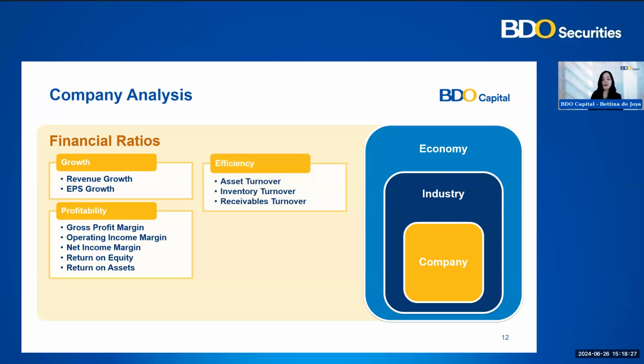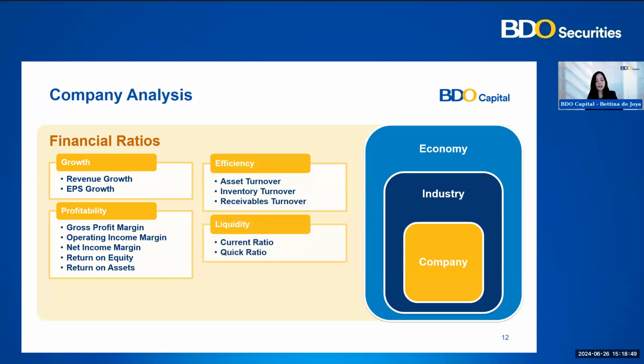The next bucket is on efficiency. Sometimes people call this activity ratios. So these are usually in the form of turnovers. These measure a company's ability to convert its resources into income. So we have asset turnover, inventory turnover, and receivables turnover.